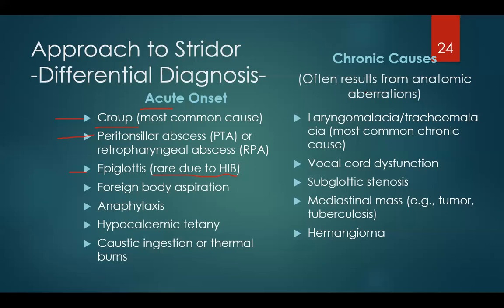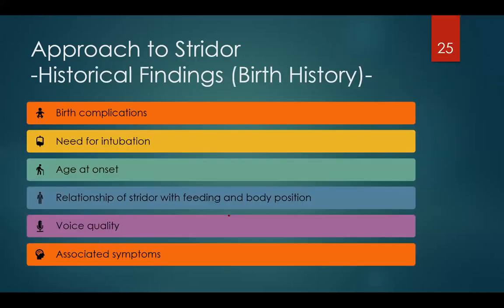Chronic causes often result from an anatomic aberration, like laryngomalacia, tracheomalacia. These are all softening of the larynx and the trachea or malformation. You can have vocal cord dysfunction, subglottic stenosis, mediastinal mass, or a hemangioma that is in the upper airway. These are going to be a different history, right? This is going to be a chronic problem.